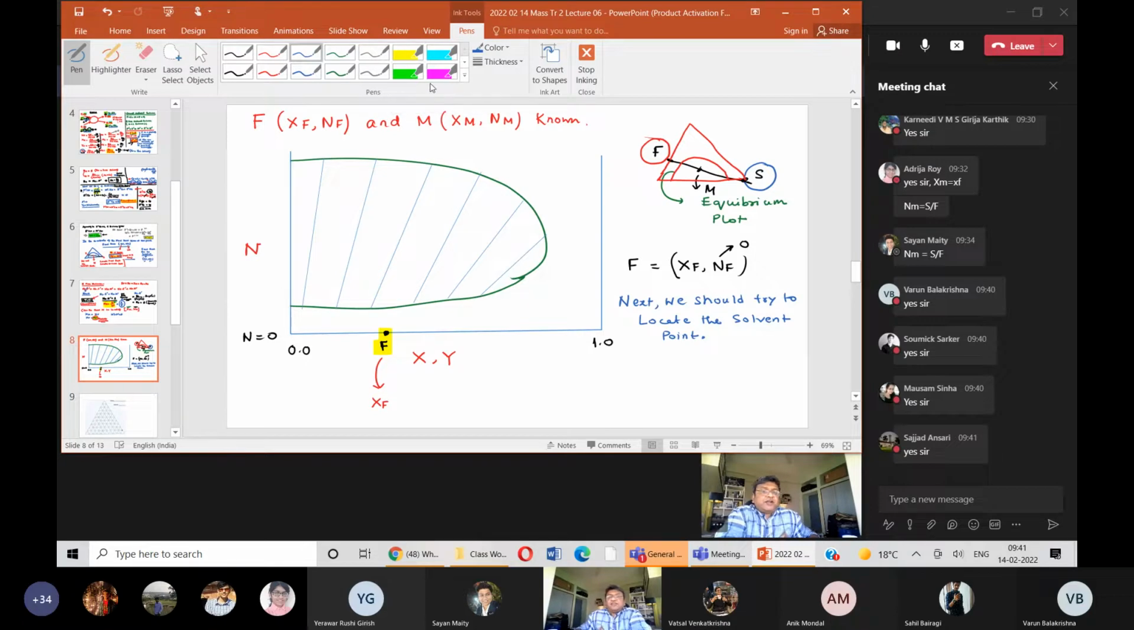Next, we should try to locate the solvent point, right? Can we locate? This is clear to all. We are comparing it to something we know very well now. We located the feed point. Next, we locate the solvent point, we join them, right? Now, solvent point, what is going to be? So this is going to be the value of solvent point. This is 0, but the problem is this. Agreed?